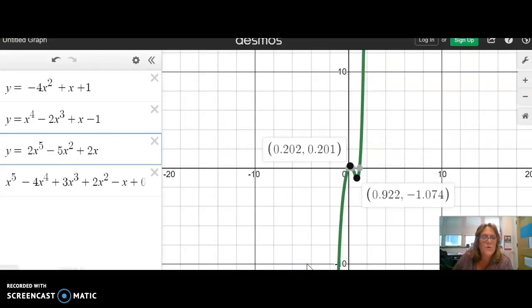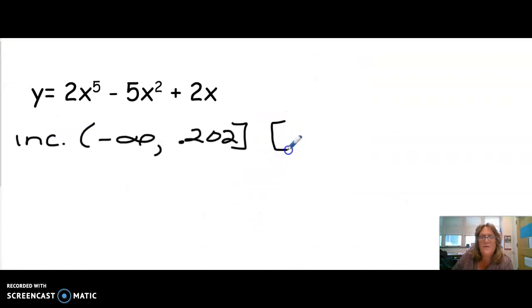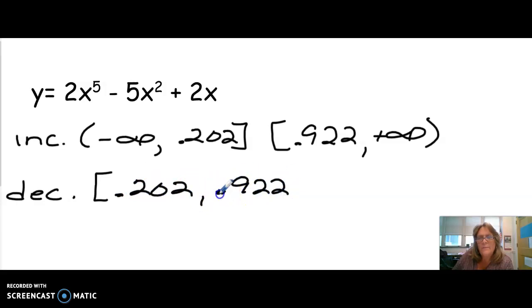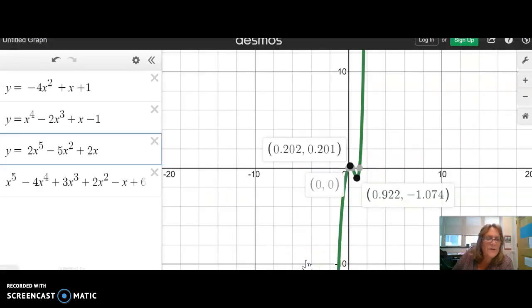Does it increase anymore? Yes, it's going to start increasing from 0.922 to positive infinity. The only part that's decreasing is between these 2 points. So it's going to decrease between 0.202 and 0.922. Let's look at it on the graph. Only part that's decreasing is this little location right here.